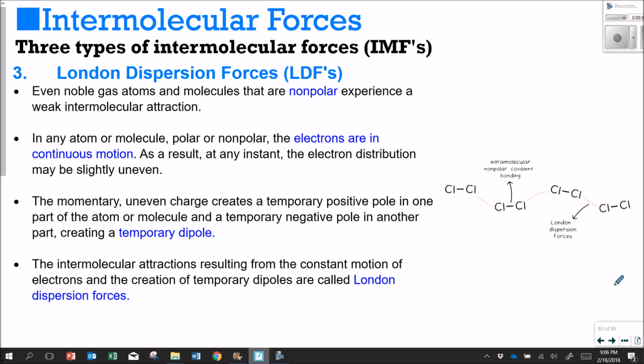The intermolecular attractions resulting from the constant motion of electrons and the creation of those temporary dipoles are called London dispersion forces. So in the picture, we can see a nonpolar chlorine molecule and another nonpolar chlorine molecule, and there are London dispersion forces that attract the molecules together.